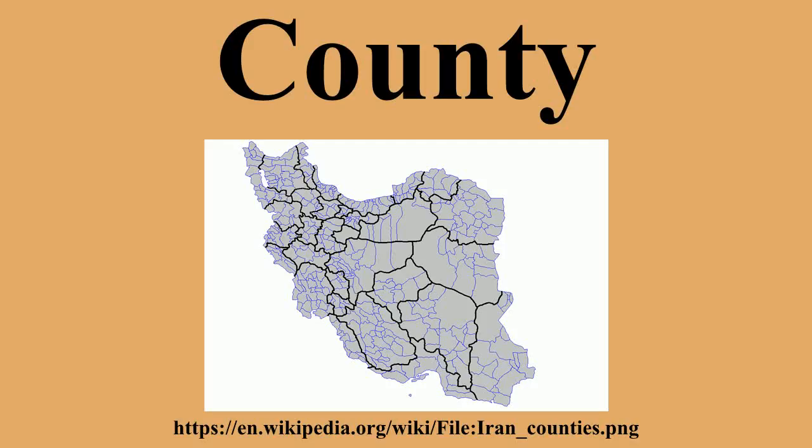Poland. A second-level administrative division in Poland is called a powiat. The term is often translated into English as county. Romania. Romania is divided into 41 jurisdictions. A jurisdiction is called a jude. The Romanian word for county, comtat, is not currently used for any Romanian administrative divisions.